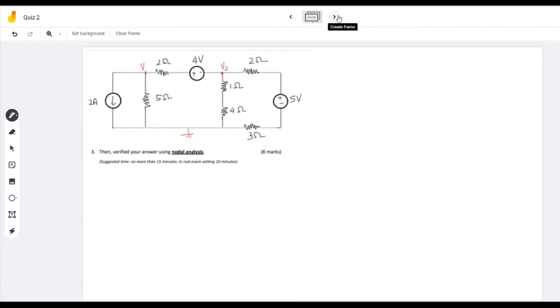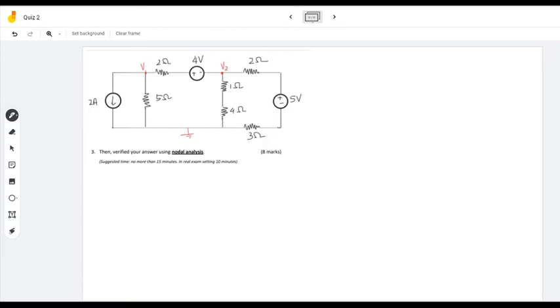Now the third question says verify your answer using nodal analysis. Now I think only one student did nodal analysis first before doing superposition. It doesn't matter. So if you are in an exam setting where you have your answer script, you can answer any questions first.